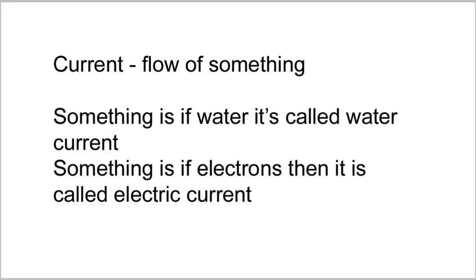If you have heard about water current, in this water flows from one part to another part. Now we are going to talk about electric current. In water current, water flows, so in electric current, what must be flowing? Simple answer, charges. These charges are electrons, that is negative charges. So in electric current, there is a flow of electrons.